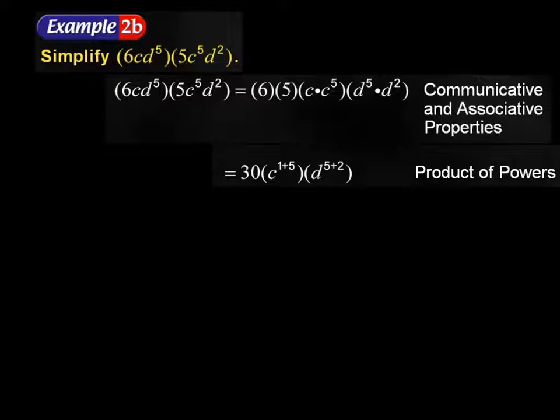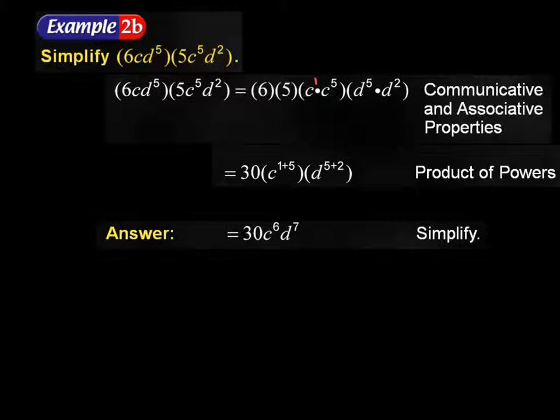And then this is the easy part, 6 times 5 is 30, woot woot. And then the product of powers rule, power times power, we add exponents, so we have c to the, there's not a number written on this one, so we can always use a 1. So 1 plus 5 and d to the 5 plus 2. And of course we know 1 plus 5 is 6 and 5 plus 2 is 7, and so our final answer is 30 c to the 6th d to the 7th.